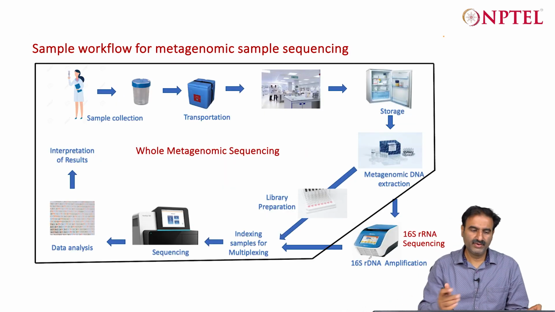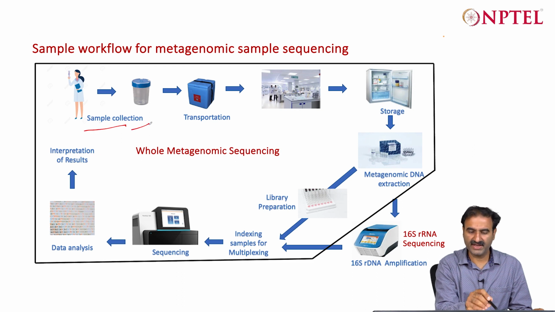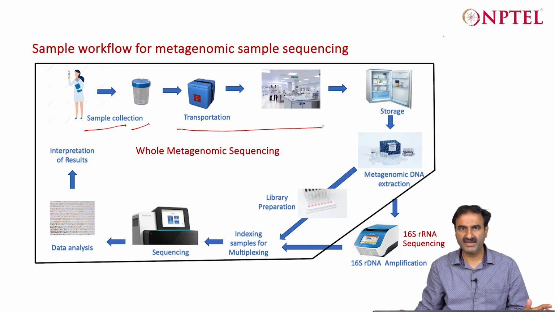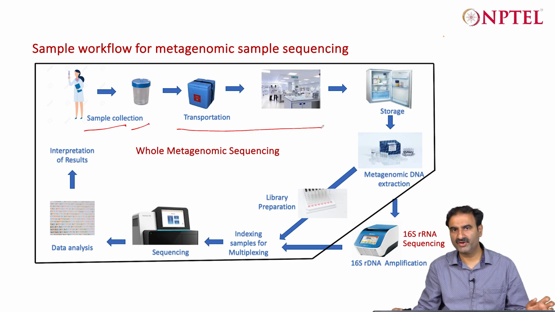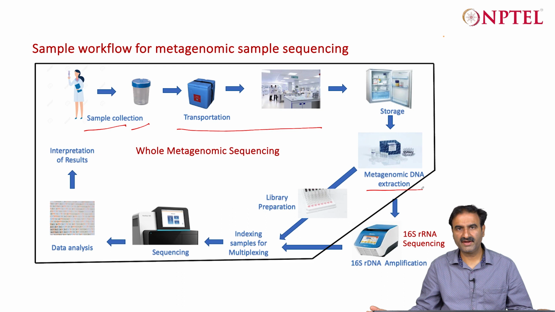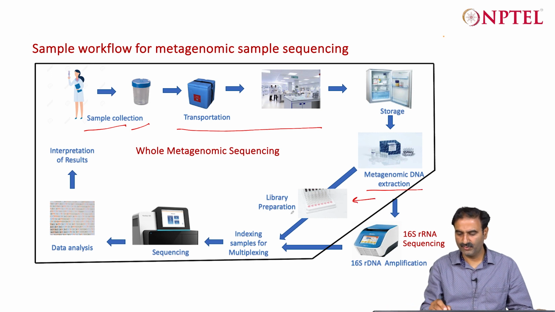So you will collect the sample, it will reach the lab, and you will store it properly. Either you process it immediately or you store it in appropriate conditions, preferably -20 for shorter storage and -80 for longer. After that you do the metagenomic DNA extraction using a proprietary kit. There are several versions available for the different types of tissues that you are going to handle. Then you go for library preparation using the Illumina-provided consumables, like the library preparation methods I just described in the previous slide.